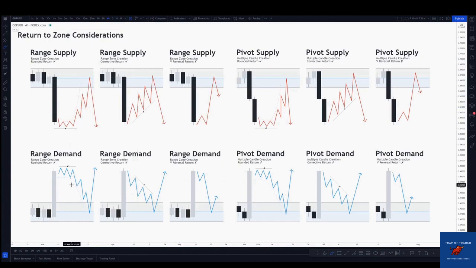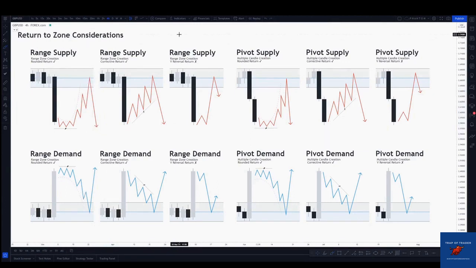Or in this case, we're seeing lower lows and lower highs. So when we put in this lowest low, we're looking to see price continue to the downside. So this large injection into the zone is what propels the momentum faster and harder to the downside. And that pretty much sums up the return to zone considerations.